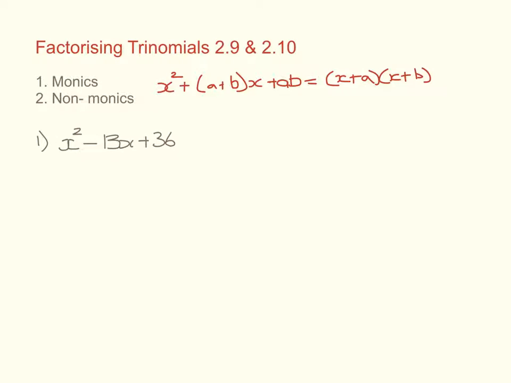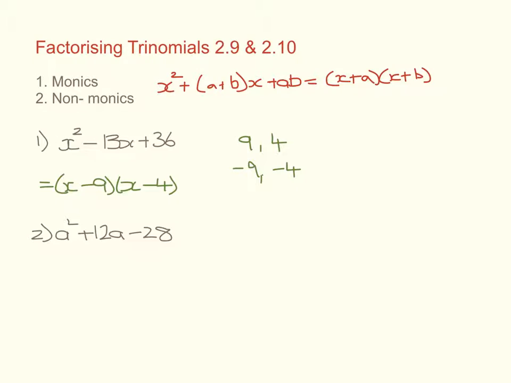So let's take a look at a pretty standard monic trinomial, x squared minus 13x plus 36. We're looking for two numbers whose product gives us 36, so they multiply together to give us 36, and they add together to give us negative 13. So I start by looking for factors of 36. 9 and 4 are the most logical, but I need to decide which is negative. Well, negative 9 and negative 4 give me negative 13, and also give me a positive product. Pop it into brackets, there I go.